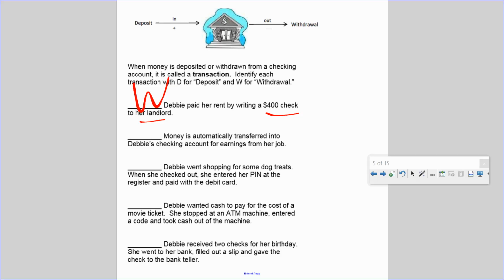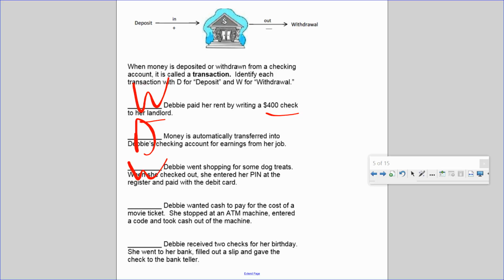Money is automatically transferred into Debbie's checking account from earnings from her job. That's a deposit. Money coming into her account. So deposit. Debbie went shopping for some dog treats. When she checked out, she entered her PIN or 4-digit code at the register and paid with it. She's paying money out, so it's a withdrawal.